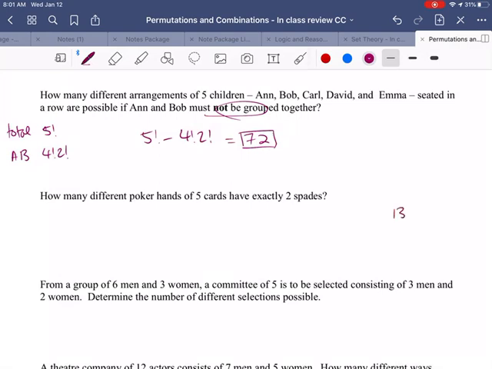How many different poker hands of 5 cards have exactly 2 spades? So remembering that there's 13 of each suit, and then there's 52 cards total. So 2 spades, so 13C2, and then multiplied by 39C3. So we're choosing 2 from the spades, and then 3 from all the other cards. And this works out to be 712,842.